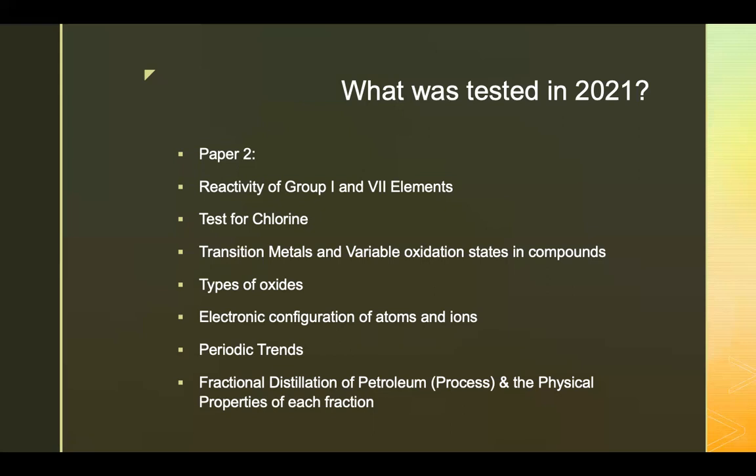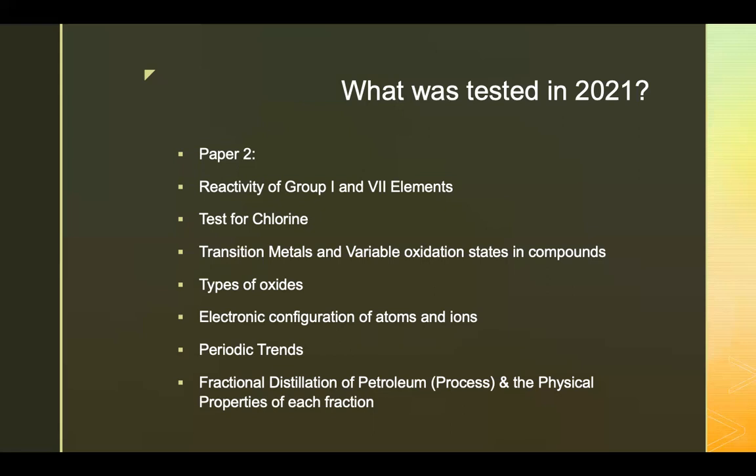Students need to exhibit knowledge on the different types of oxides. This is a very popular concept that is tested either in paper 1 or paper 2 every year. And students will also be assessed on the electronic configuration of atoms and ions. And of course, periodic trends, where students need to choose true or false about the trend of melting point across a period, or other properties related to group 1, group 7, and trends across a period and down a group.